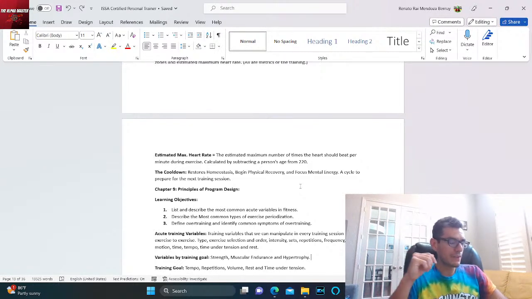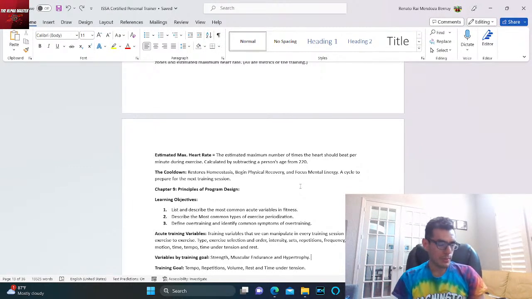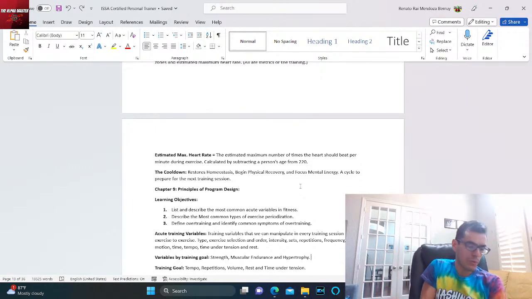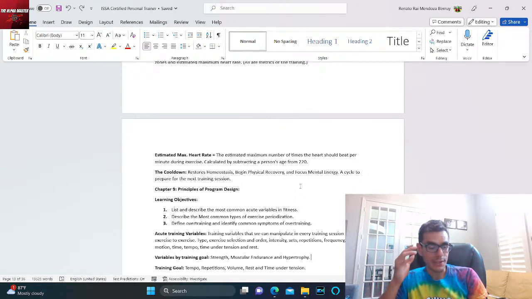For muscular endurance, you have a tempo of 6-0-4-0, repetitions more than 13, and a volume of 1 to 3 sets. The lowest volume is muscular endurance. Rest from 1 to 2 minutes. And time under tension is the longest, more than 70 seconds for muscular endurance.